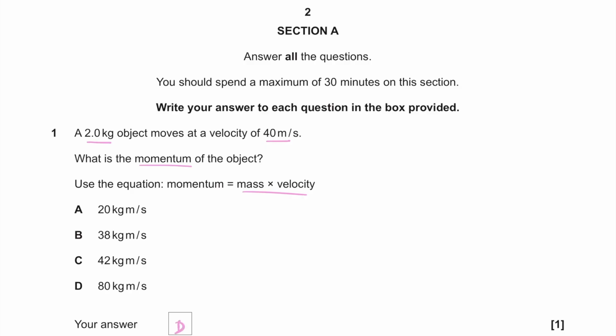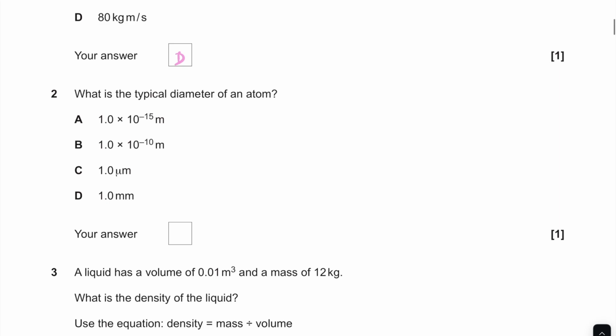Now, question number 2. What is the typical diameter of an atom? The first one is quite small. In fact, that's the diameter of a nucleus. And the second one is the right answer, as these two are fairly larger. So B is the answer here.